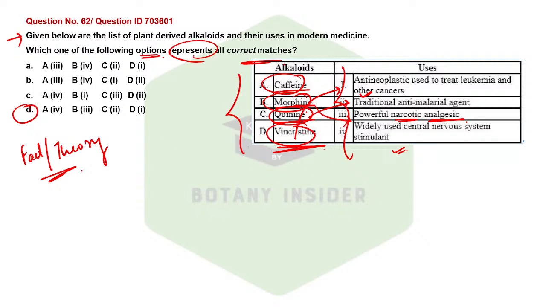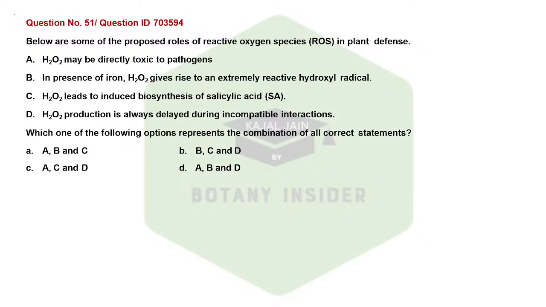See, you can easily mark out the first one that is related to caffeine. Caffeine is used as a central nervous system stimulant. Then morphine is a powerful narcotic analgesic. These are very basic things. You all must have heard about morphine and caffeine. So if you put your basic knowledge into such questions, you will not make a mistake in solving these questions. Okay. Next question, give it a try.